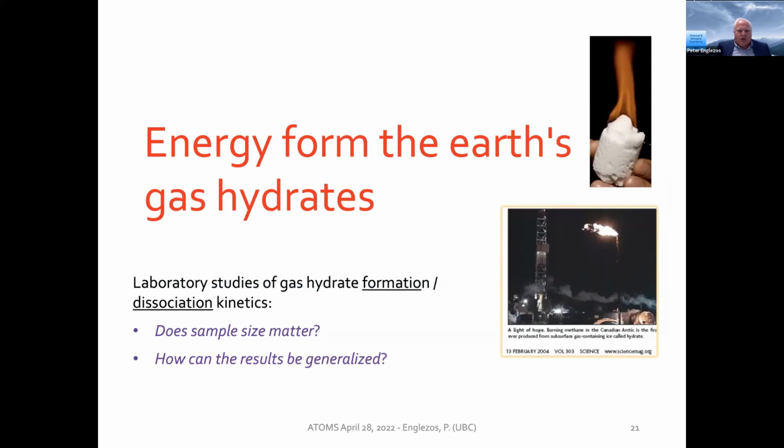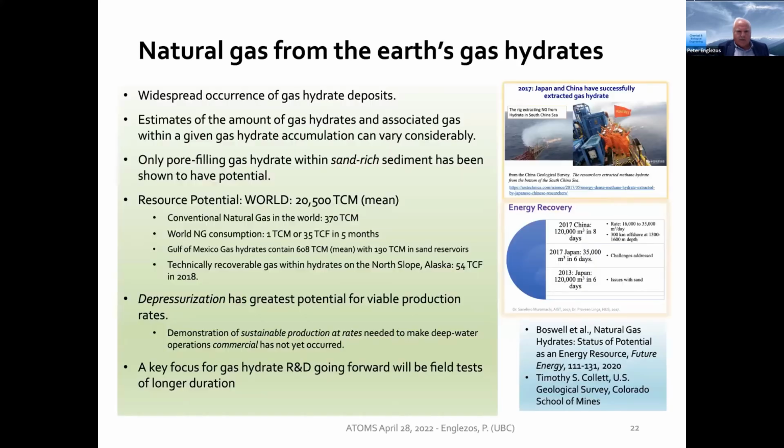Let me now switch to energy from the Earth's gas hydrates. And the question we posed really is, when you are in the laboratory, does the sample size matter? And one might say, of course it does. Well, let's see, what does that mean? And how really can you generalize results from the laboratory if you want to take those results and do reservoir simulation to assess the performance of a hydrate reservoir?